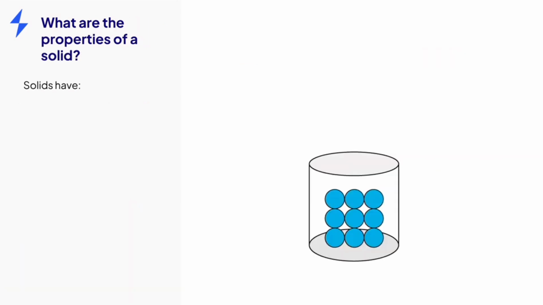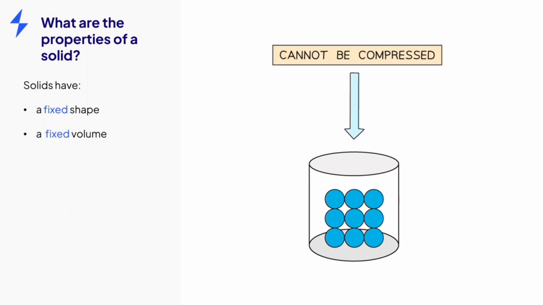Let's have a closer look at the properties for each state. The particles in a solid are unable to move and have no spaces between them, so a solid is rigid and maintains a fixed shape and a fixed volume. Because of this, a solid cannot be compressed when pressure is applied. Solids also have a high density.